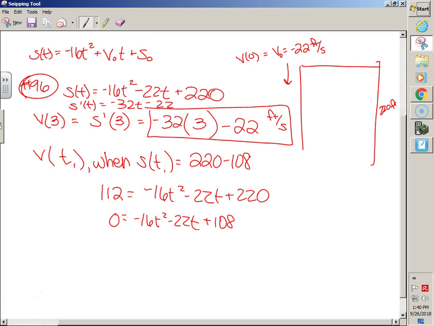I mean, we could try to factor out stuff. Is it a pretty one, or is it a gross one? We can't pull out 4. We can pull out a 2. We can pull out a -2. That's kind of gross, though. We end up with 8t squared plus 11t minus 54.